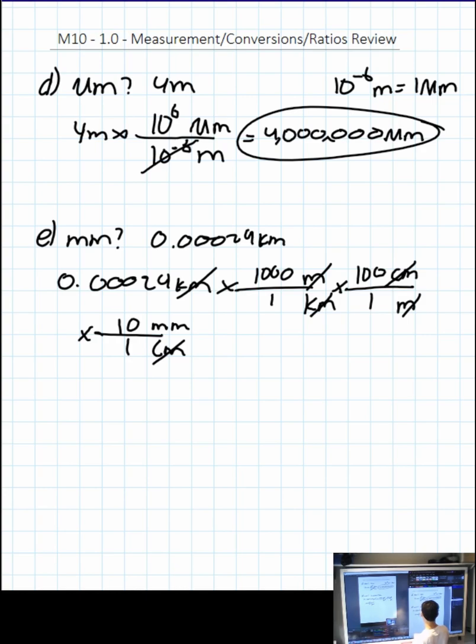And then if I take 0.000 and multiply it by 1,000, and then multiply it by 100, and then multiply it by 10, I'm going to get 240 millimeters. Awesome, 240 millimeters. Let's circle that answer. So 0.00024 kilometers is a tiny amount. So 240 millimeters is an approximately logical answer. All right.